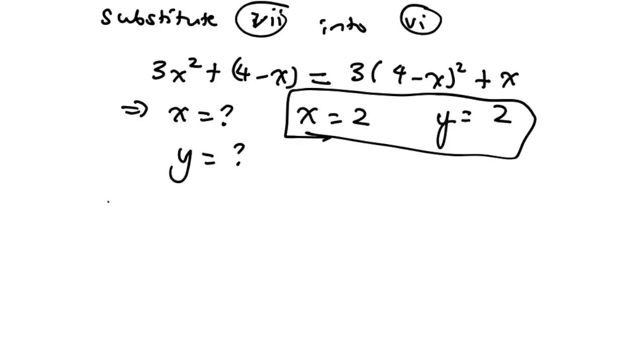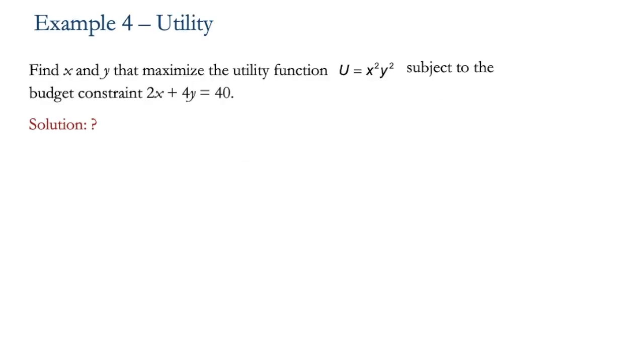Okay, now let's look at another example. Another example is this one. Example number 4. Find x and y that maximize utility function u equivalent to x squared times y squared, subject to the budget constraint 2x plus 4y equivalent to 40.